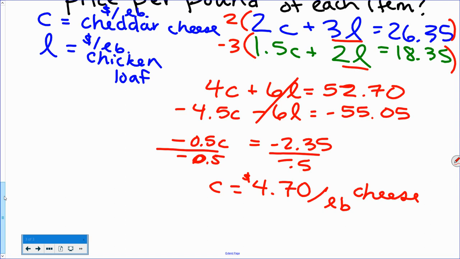Okay, so I got to go ahead and plug that one back in. Maybe a little more difficult to do that one in your head. It doesn't matter which one of those equations up top I would plug it back into. Let's go ahead with the top equation and plug it in. So I've got 2. I'm replacing that C with my $4.70 plus 3L must equal 26.35.